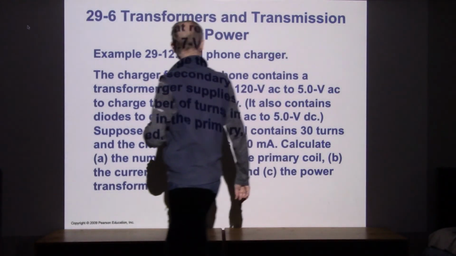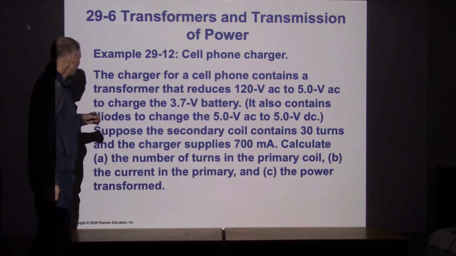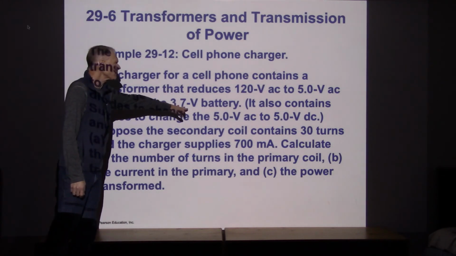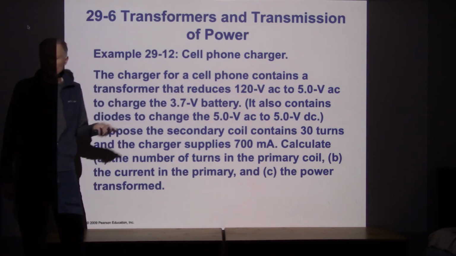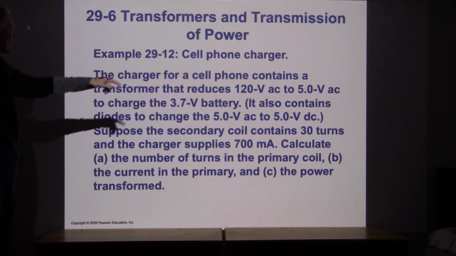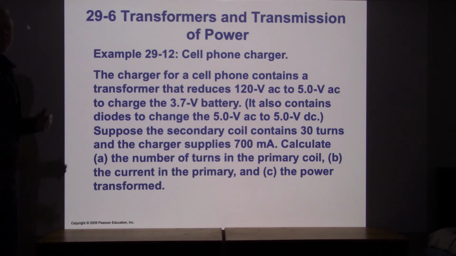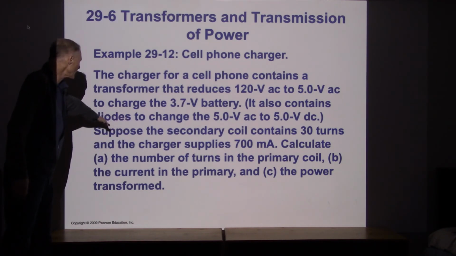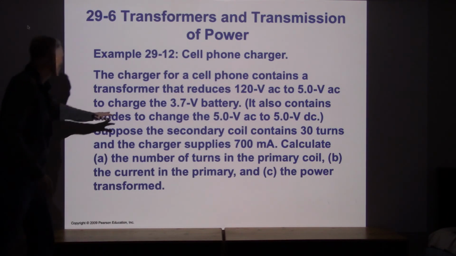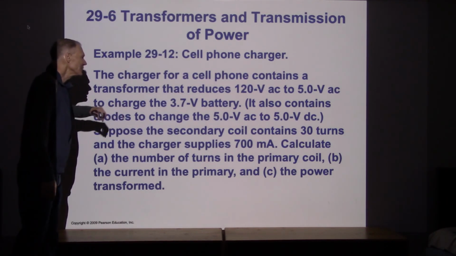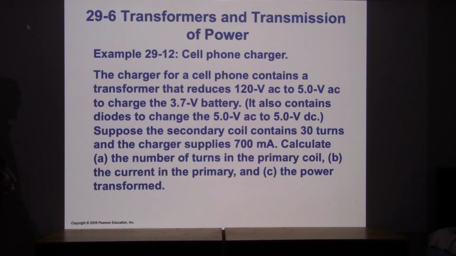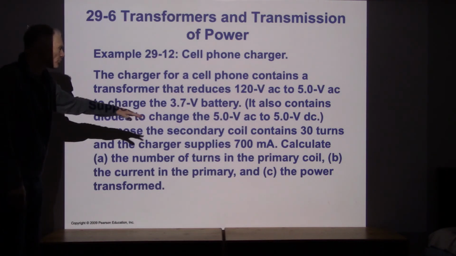And what this is, is a cell phone charger. It is going to charge the 3.7 volt battery that's in my cell phone. So my cell phone's at 3.7 volts. I'm going to use this 5 volt AC to charge it. Now that's not the whole story. There are also diodes in there, to keep the current going in the same direction. We haven't looked at diodes yet, so never mind. Okay, so they're giving us some numbers here.